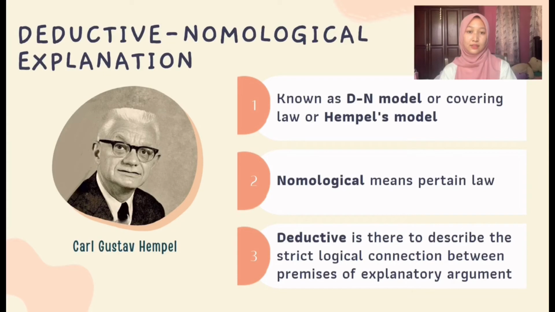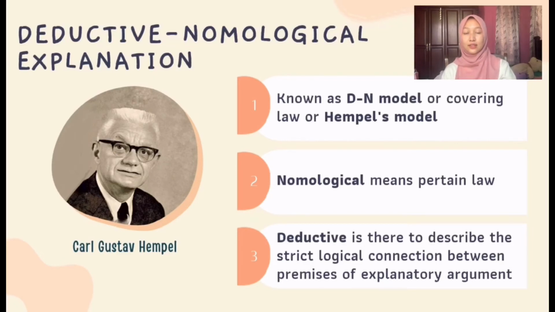Okay, next. Nomological means pertains to law. The word nomo in nomological came from the Greek word nomos, which means law. Thus, pertains to law means depends on the law. We refer to the law. So, this whole sentence means that deductive nomological explanation depends on scientific and natural law.